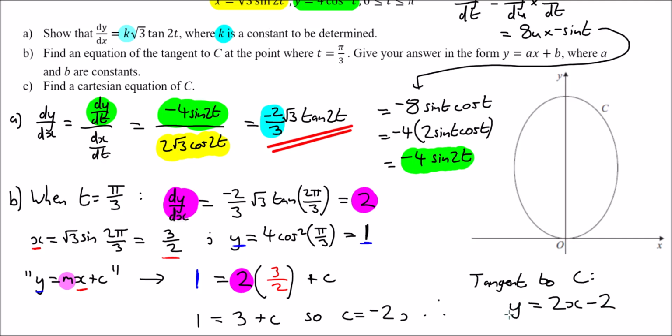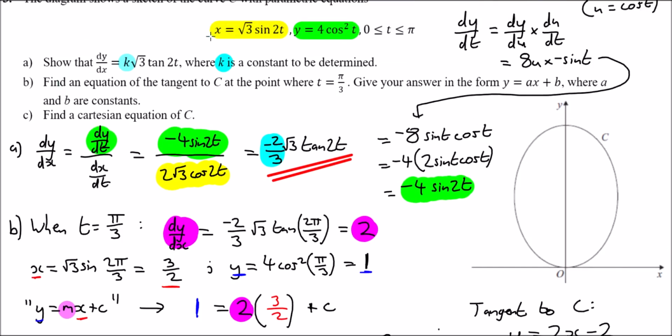Then we're nearly home and dry, so we need to do part C now. So part C, we need to find a Cartesian equation of C. Notice it doesn't say find the Cartesian equation of C, just to find one Cartesian equation. So what I'm going to do here for part C, I'm going to rewrite down what x is and what y is, just so we're not hanging off the screen because I need to move down.